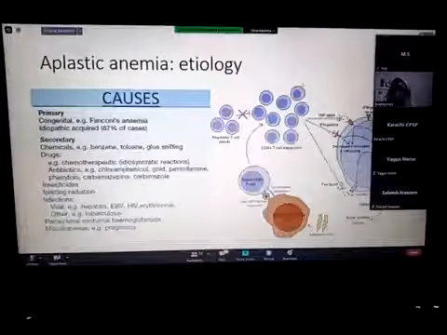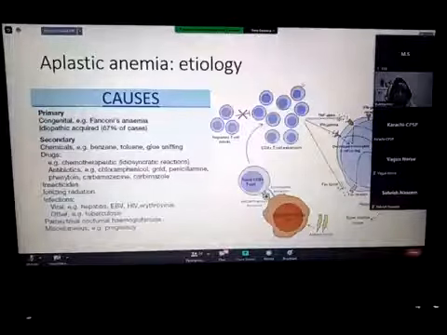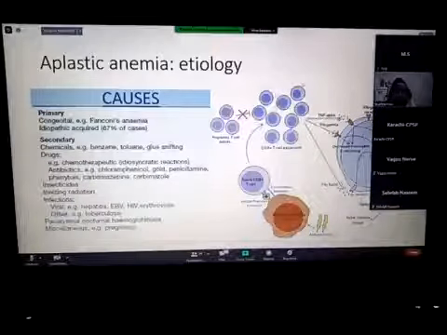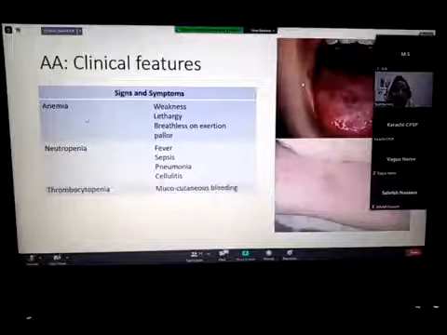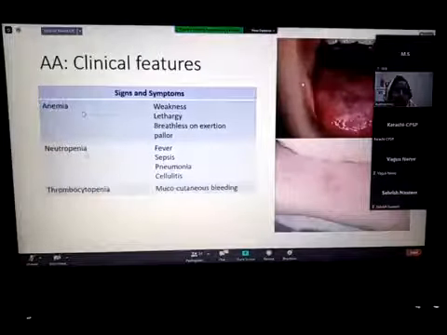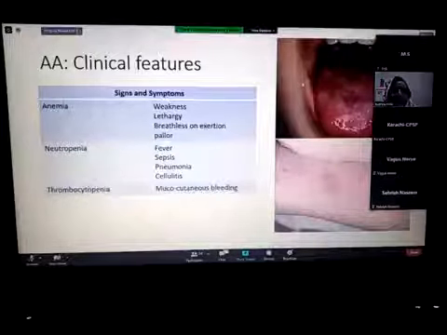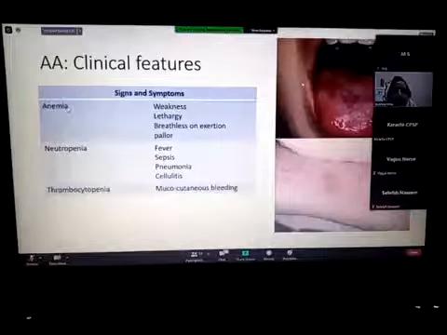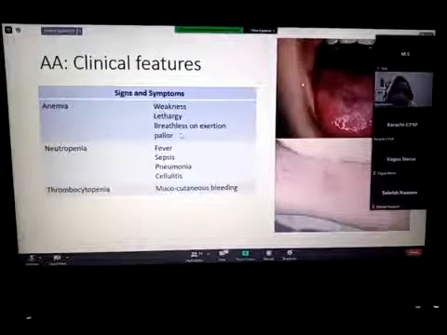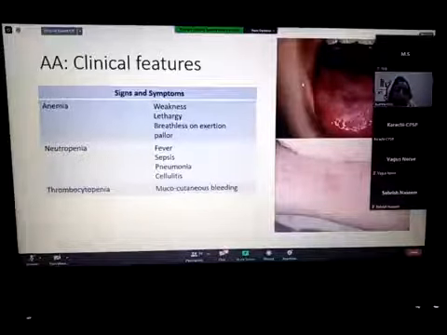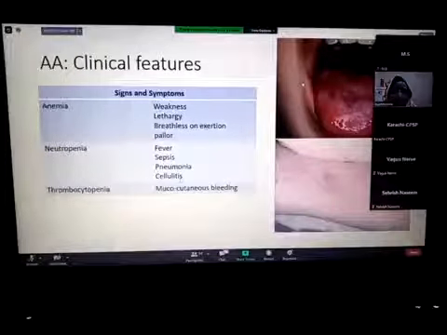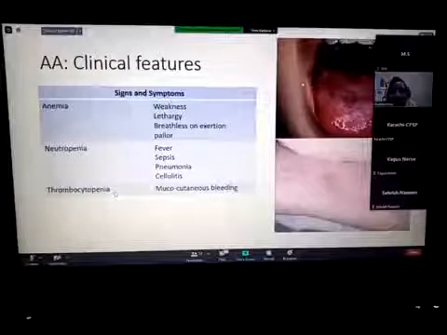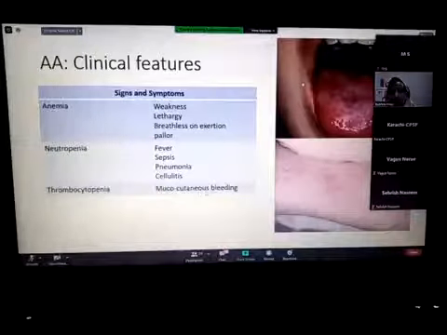And you can understand what will happen to the patient: there will be a reduction in all kinds of cells. The patient will become anemic, neutropenic, thrombocytopenic. Because of these, the anemia symptoms are the same as can happen in any kind of anemia. But for neutropenia, the patient may suffer from fever, sepsis, and various infections. And because of the low platelets, the patient may have mucocutaneous bleeding.